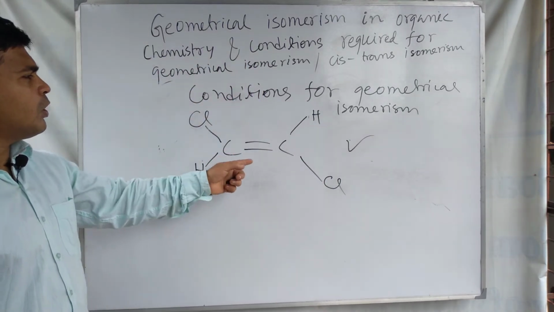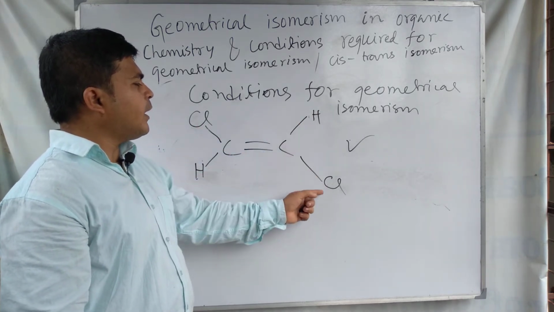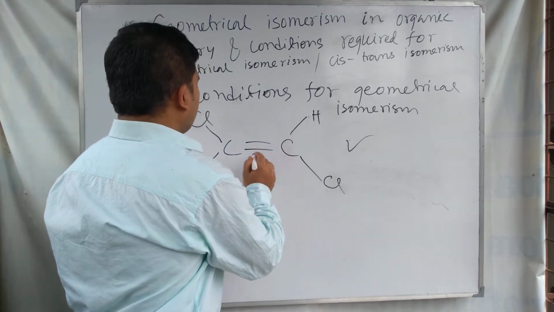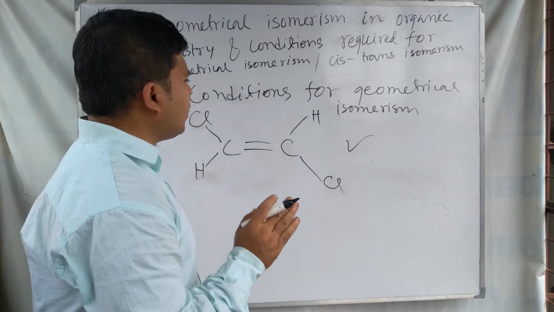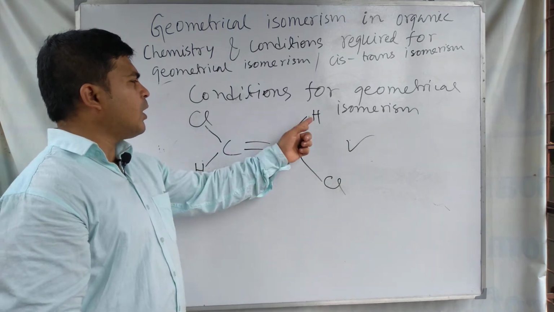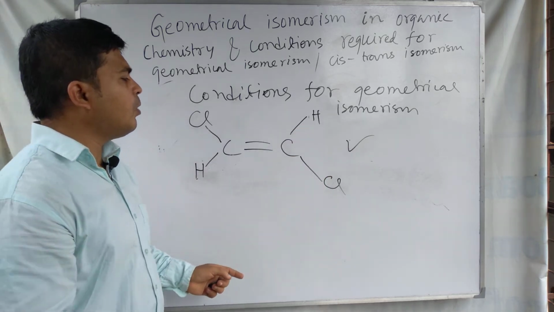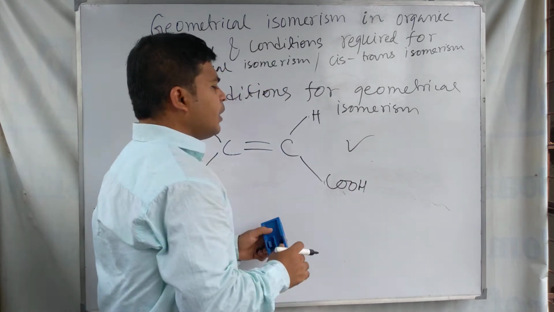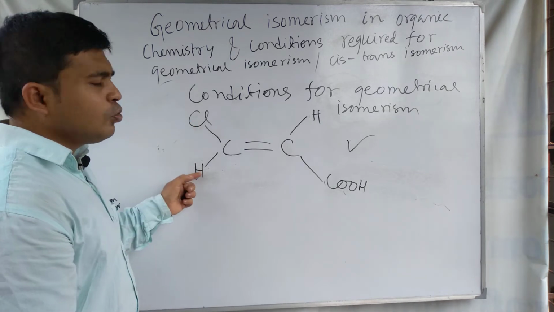For this molecule we can find geometrical isomer because the groups attached to the double bonded carbon are different. The main condition for geometrical isomerism is that on each carbon atom around the double bond, the two groups of atoms must be different from each other. Means if one is hydrogen and the other is COOH, then it has geometrical isomers, because these two groups are different.